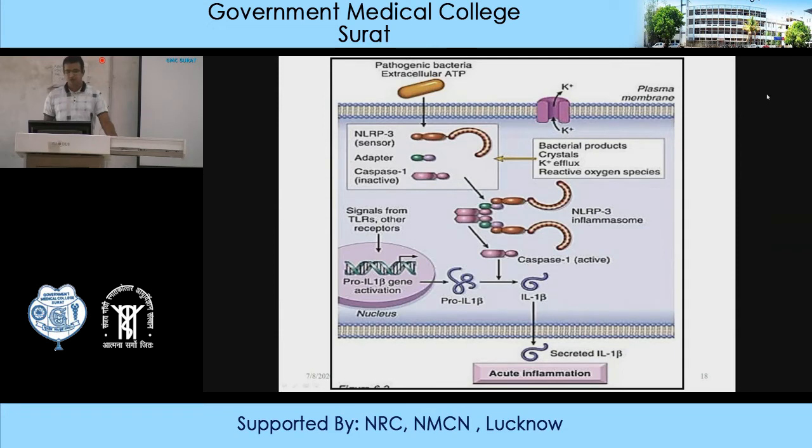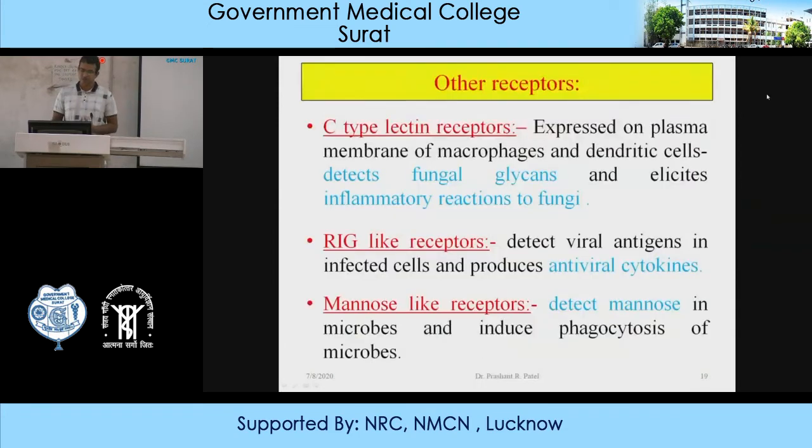Other receptors include the C-type lectin receptor, RIG-like receptor, and mannose-like receptor. The C-type lectin receptor detects fungal glycans and elicits inflammatory reactions against fungi. The RIG-like receptor produces antiviral cytokines, and the mannose-like receptor detects mannose in microbes and induces phagocytosis of microbes or microbe-infected cells.